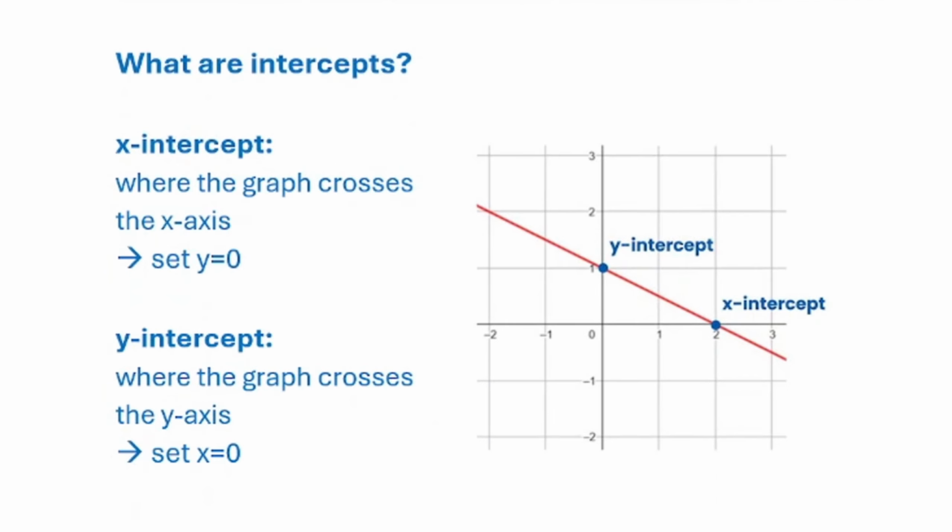First, what are intercepts? The x-intercept is where the graph crosses the x-axis. The y-intercept is where the graph crosses the y-axis. To find them, we use a very simple rule. To find the x-intercept, we set y equal to 0. To find the y-intercept, we set x equal to 0. This works because on the x-axis, y is always 0, and on the y-axis, x is always 0.